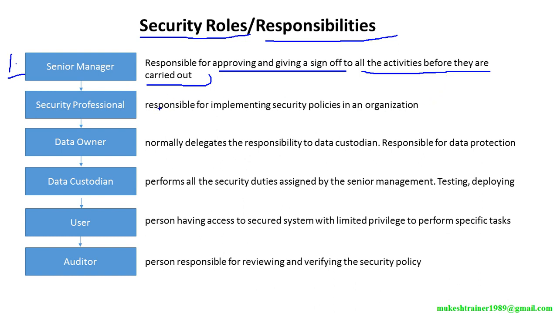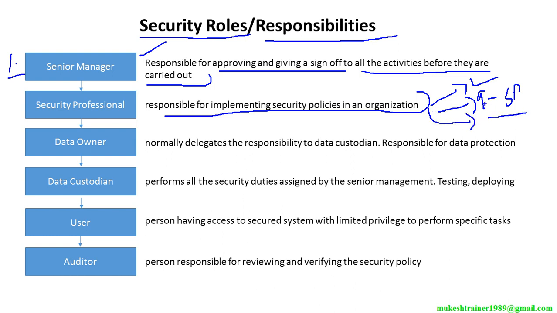If somebody needs to make changes in the system, or they are implementing a new security system, or installing a new firewall or a security device or application or database, the senior manager is the one who gives permission. The security professional is responsible for implementing security policies, for example that users cannot access certain data, users can access only between 9 to 5 p.m. and after 5 they cannot access, or users cannot browse a particular website. Such kinds of policies need to be implemented by the security professional.